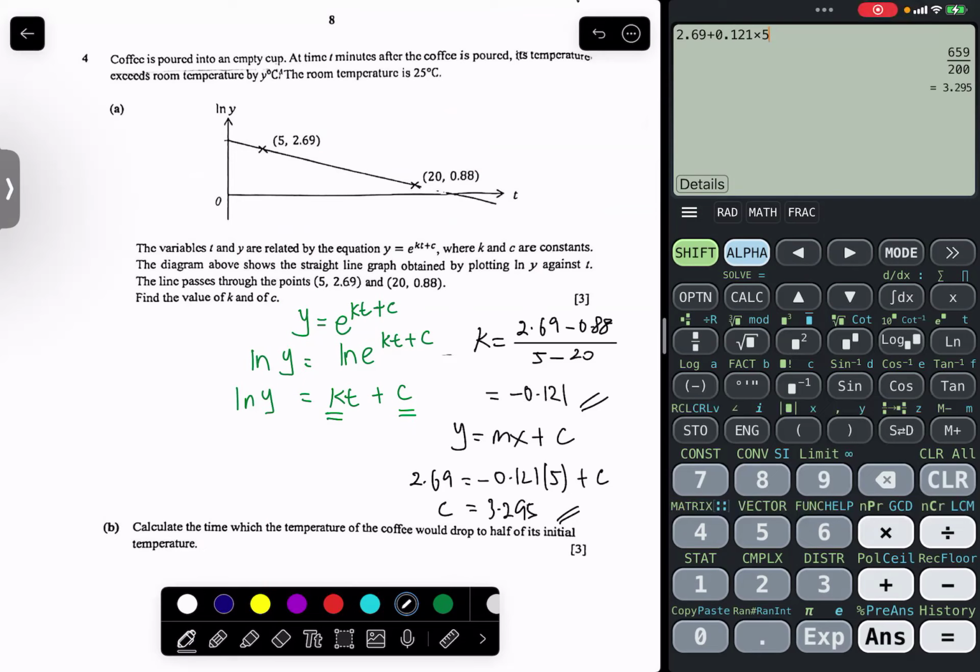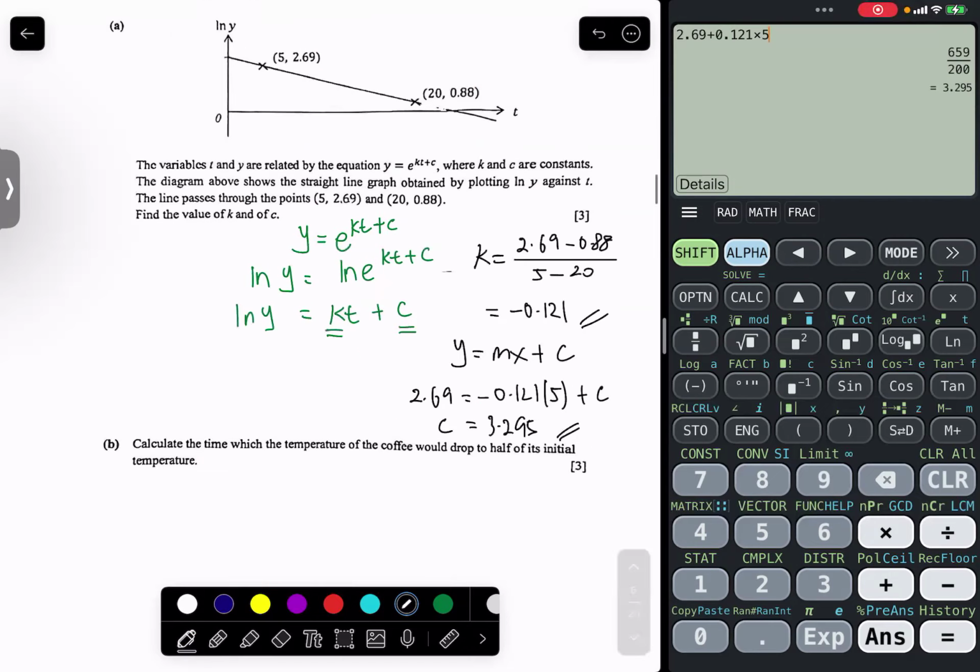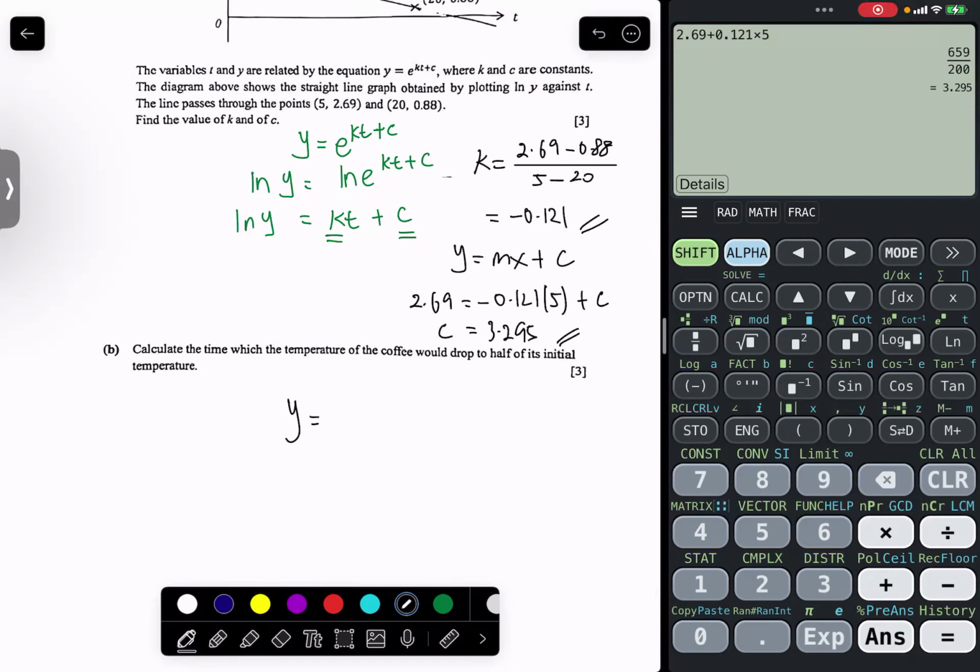Now, calculate the time at which the temperature of the coffee will drop to half of its initial temperature. Okay, so we have the equation y equals e to the power of negative 0.121t plus 3.295. So when t equals 0, y equals e to the power of 3.295, which is 26.977.